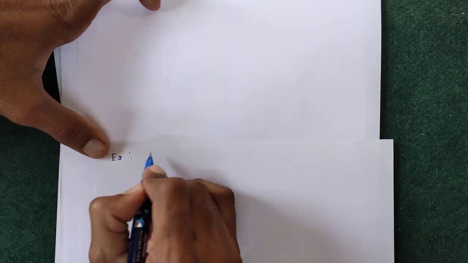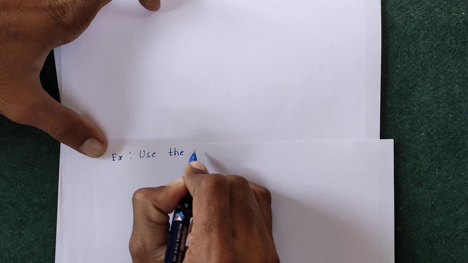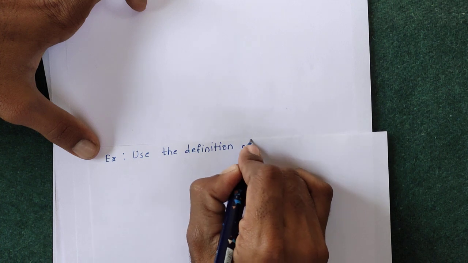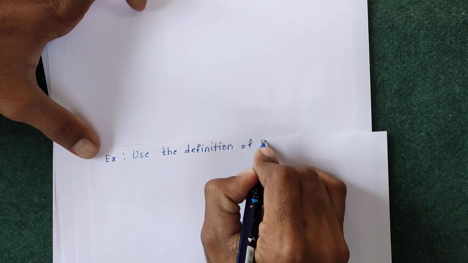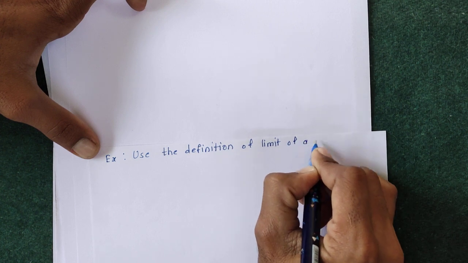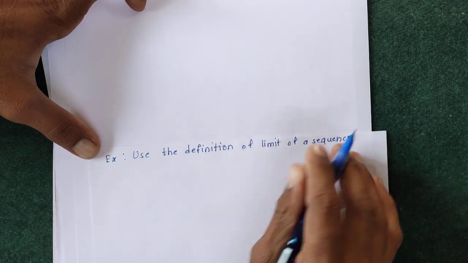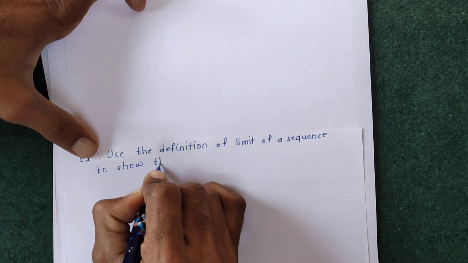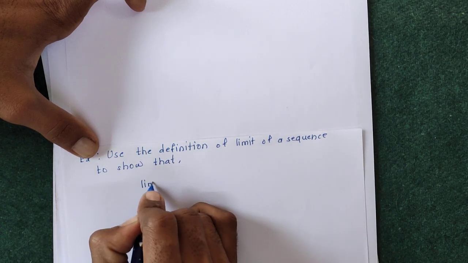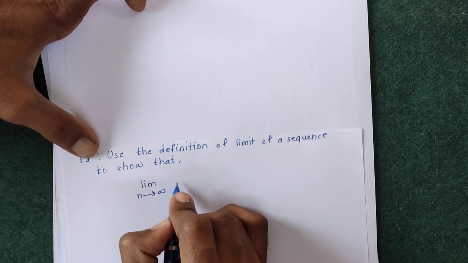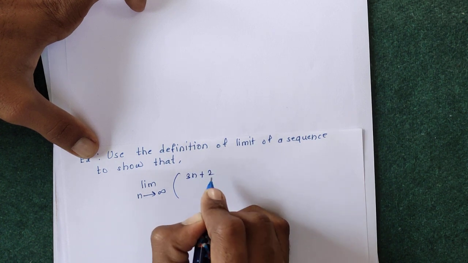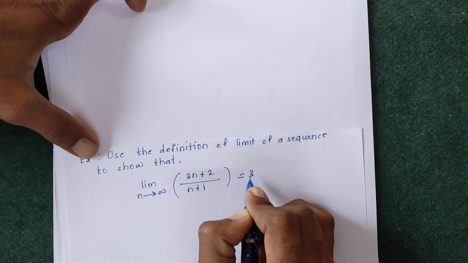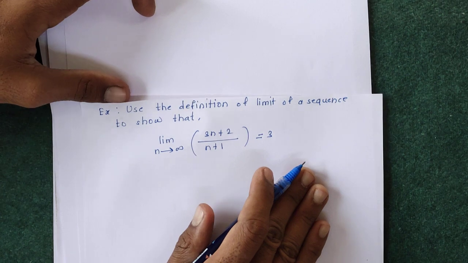Use the definition of limit of a sequence to show that limit n tends to infinity, 3n plus 2 upon n plus 1 is equal to 3.